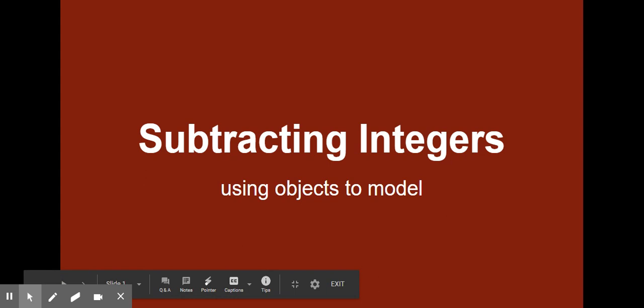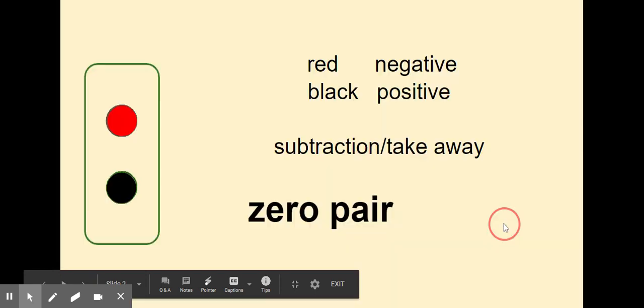So today we're going to subtract integers using objects to model, much like we did last week with the objects that you had, coins or chips or pieces of candy or cereal or pieces of paper, whatever you were using. We're going to use those same exact models today to do subtraction instead of addition.